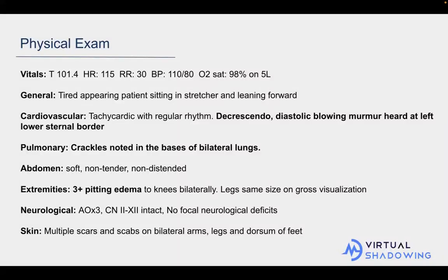Cranial nerves 2 through 12 are intact. No focal neurological deficits. He has some scars and scabs on his arms, which are his track marks. And also on the legs and dorsum of the feet. Someone asked if he's been injecting other places recently. He said no, but sometimes that's why the subjective and the objective don't line up.